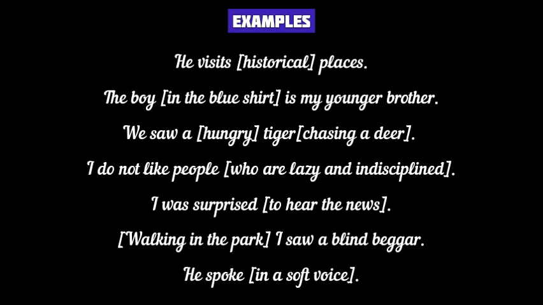In the sentence, walking in the park, I saw a blind beggar. The participle phrase walking in the park is coming before the subject I to modify it. And in the last sentence, he spoke in a soft voice. The prepositional phrase in a soft voice is acting like an adverb by modifying the verb spoke. Thus we see that modifiers function either as adjectives or adverbs. And we also learn that a modifier comes either before or after its subject of reference in the sentence.